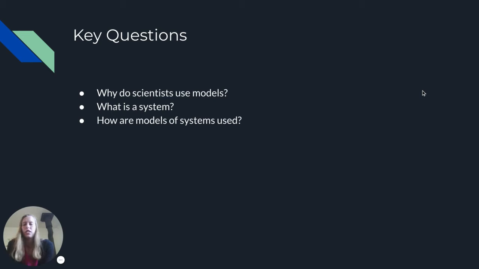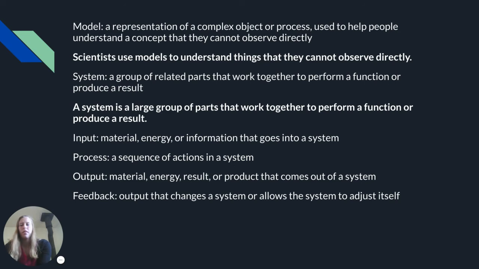So, 3 key questions. Why do scientists use models? What is a system, and how are models of systems used? So a model is a representation of a complex object or process used to help people understand a concept that they cannot observe directly. And that's exactly the answer to our key question. So the scientists use models to understand things that they cannot observe directly.